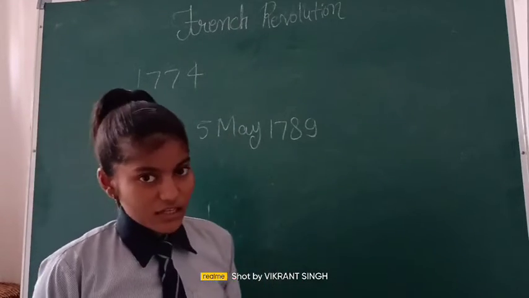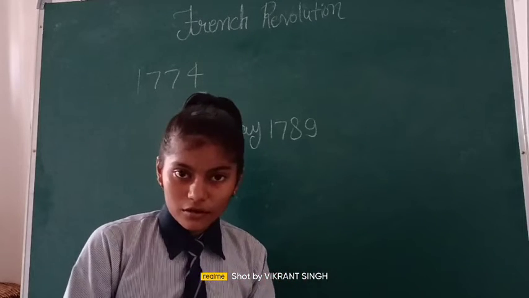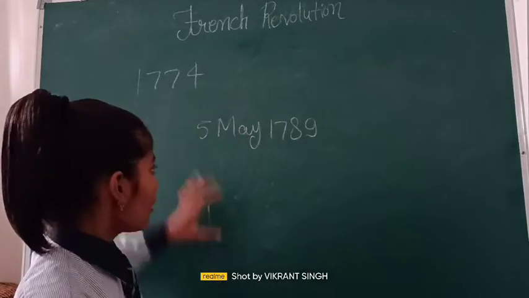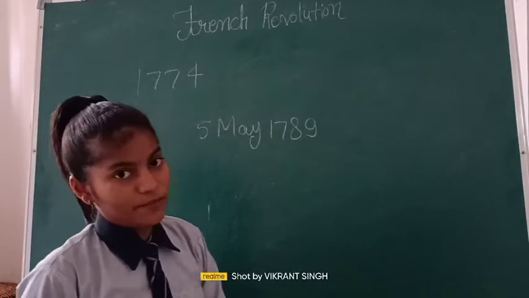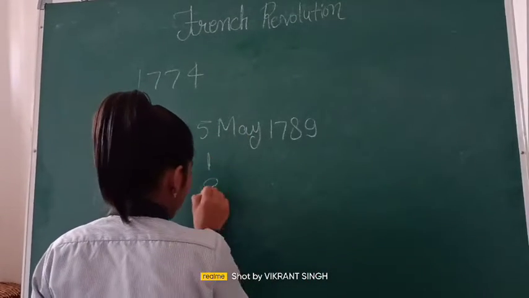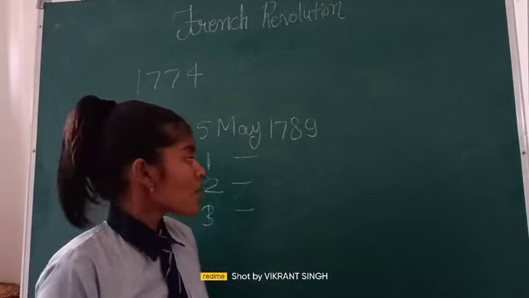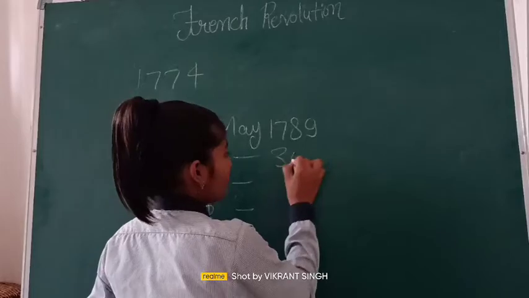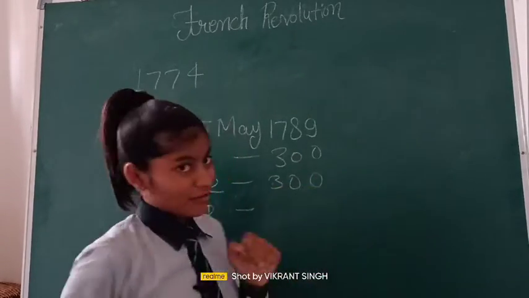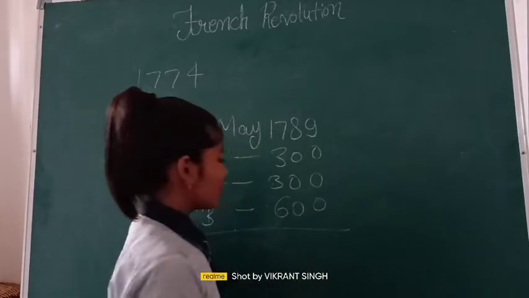Now this meeting consisted of members of three estates: first, second and third. So let's start. Now, on 5th May 1789, a great meeting happened here. The first, second and third estates sent some members to the meeting. The first estate sent 300 members, the second sent 300 also, but the third estate sent 600 members. Now see the number.